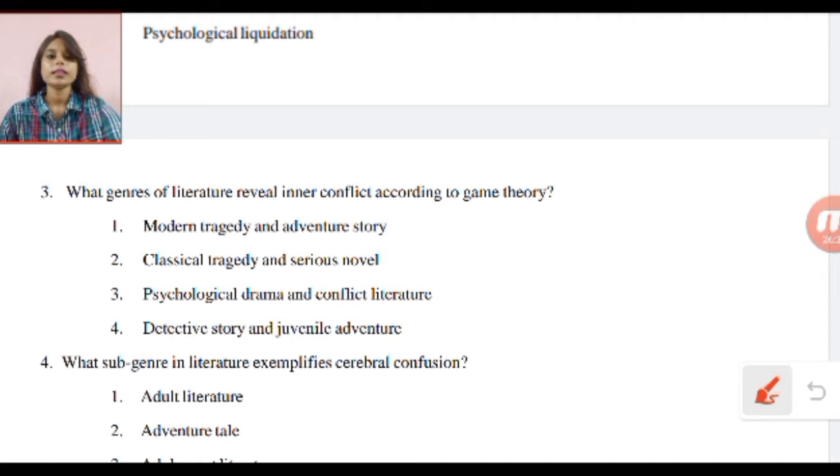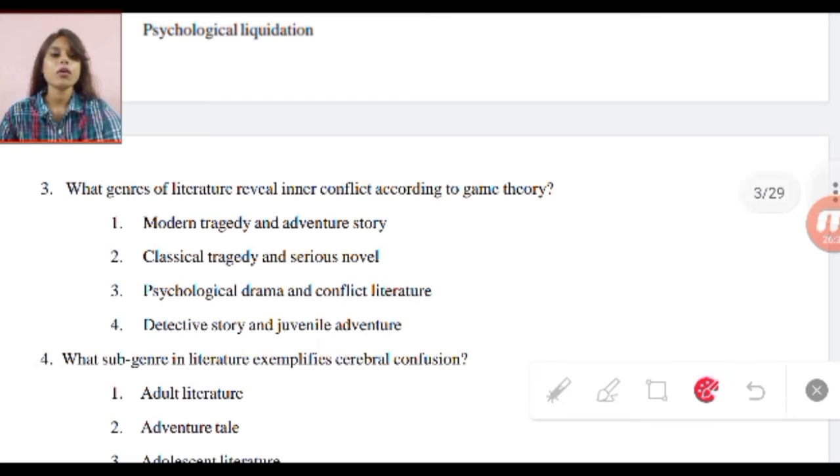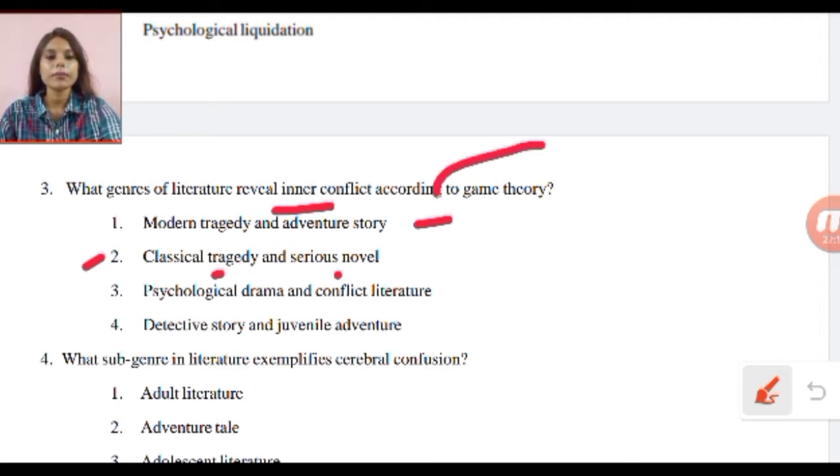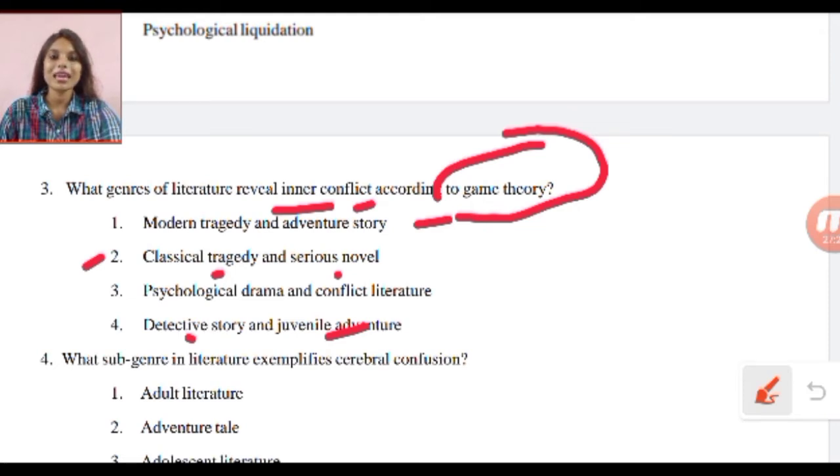See, over here you can see the number 3 question. What genres of literature reveal the inner conflict according to the game theory? So we have come across classical tragedy and serious novel in the passage when we were reading. So number 2 would be the correct option, because they are relating to game theory. If they talked about psychology and juvenile things and all, then you could have selected number 4. But just because they are talking about inner conflict according to game theory, you have to select number 2 as the correct option. Okay. I'll be showing you where you can get this answer.